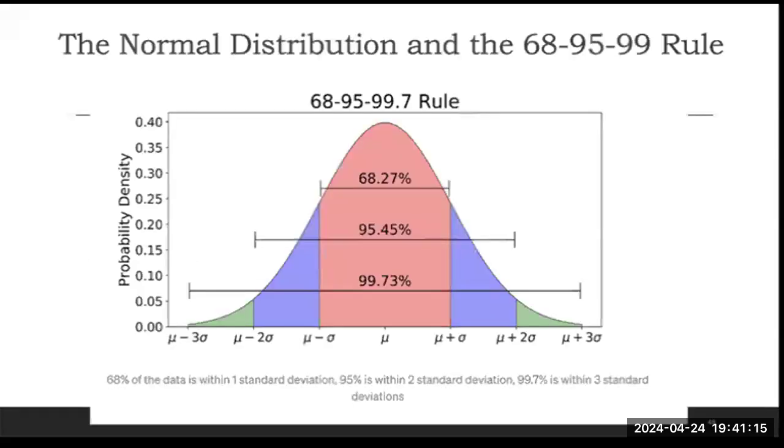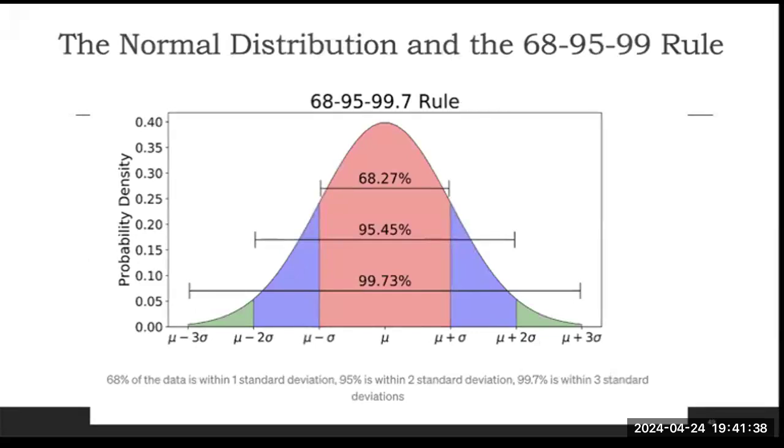Recap that here is that normal distribution. Remember the 68, 95, 99 rule. 68% of the values will fall within one standard deviation. That means above and below. 95% of the values will fall within 2 standard deviations, and 99% will fall within 3 standard deviations.